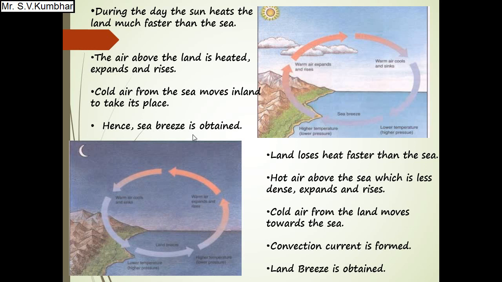But at night, what happens? Land loses heat faster than sea. Hot air above the sea, which is less dense, expands and rises. Cold air from the land moves towards the sea, a convection current is formed and land breeze is obtained.